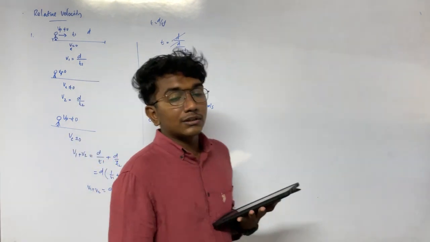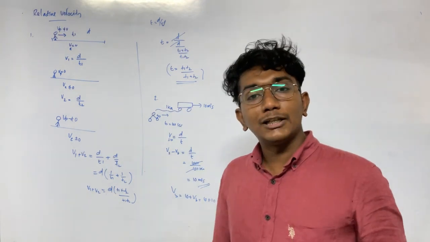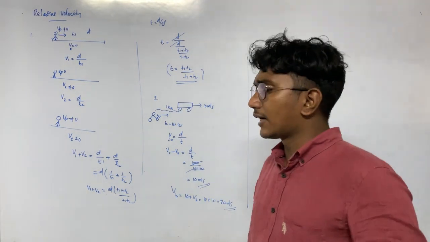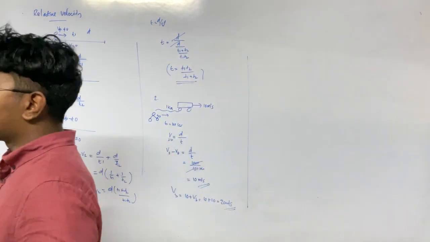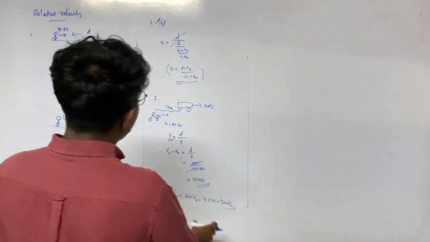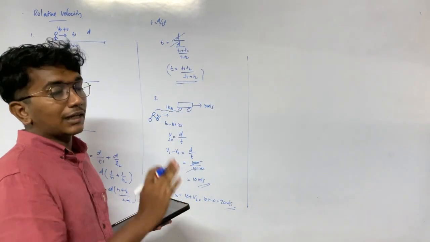He needs to travel with a velocity of 20 meter per second. Did you get the idea? It's very easy, right? So look at this, relative velocity in one dimension. Within one or two problems we cracked it. Now you got the idea. I didn't even discuss any particular equations or anything related to that.